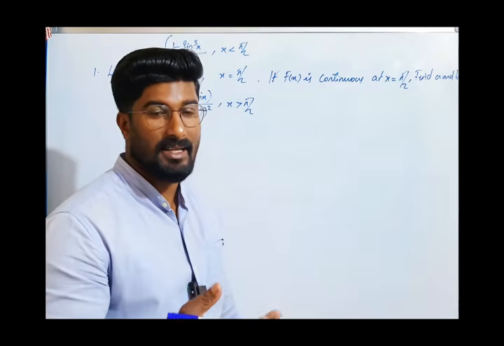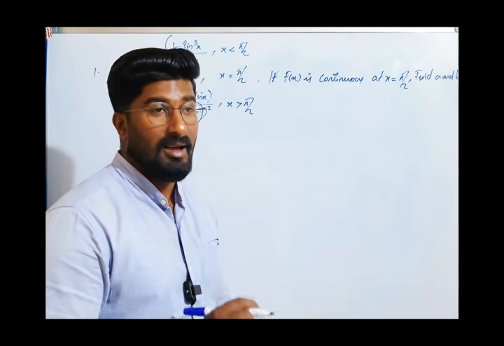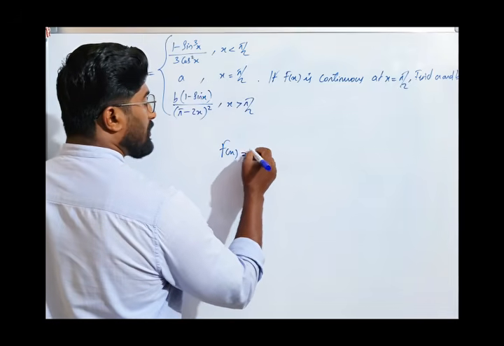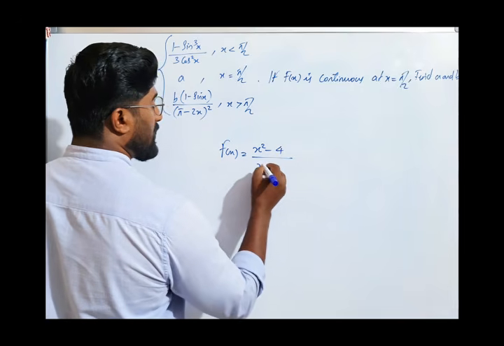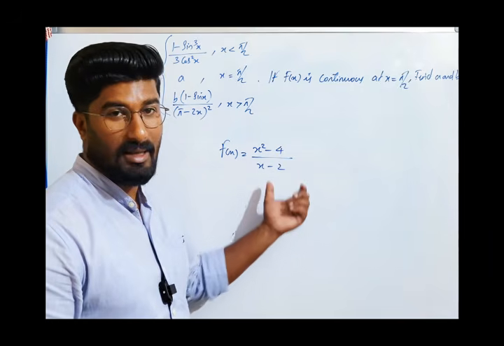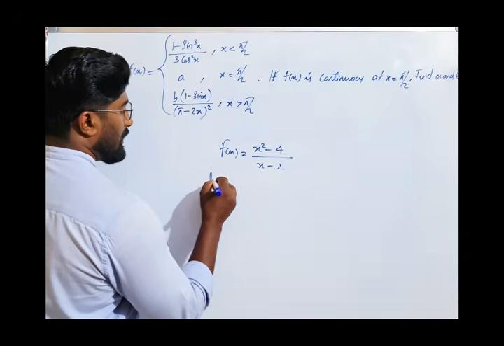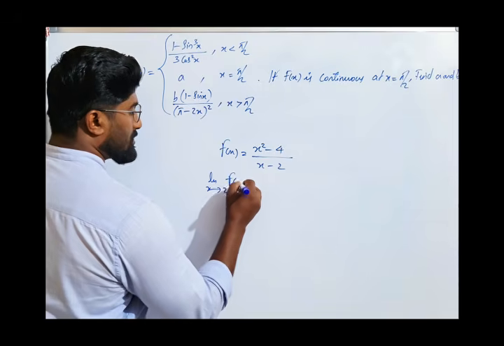Mainly, if the function is a rational function, how can we rewrite it? For example, suppose f of x is equal to x square minus 4 divided by x minus 2. It is one of the easy examples to understand more clearly. Limit x tends to 2 f of x.